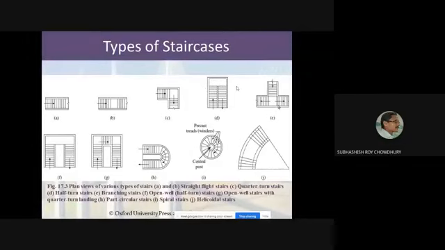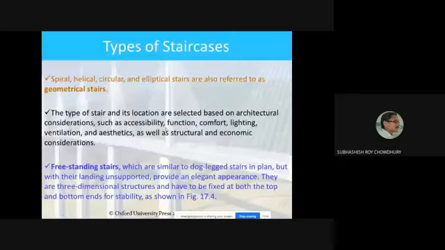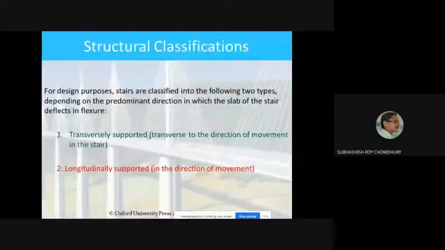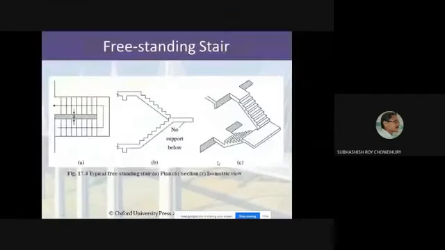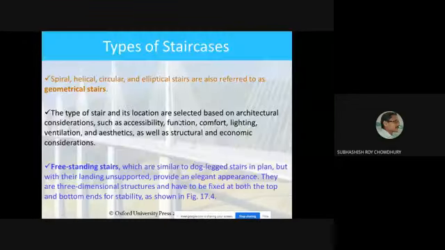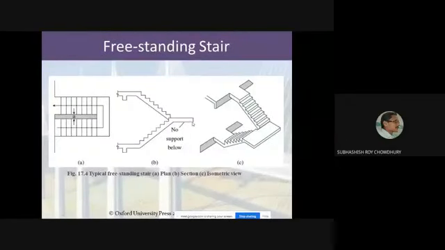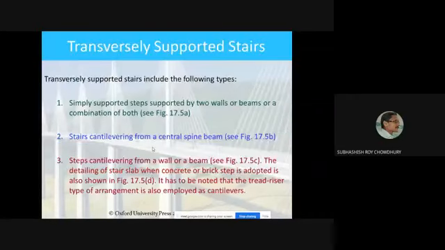So there may be different types of supporting arrangements. Let me discuss a few points regarding this one. One is the transversely supported staircase, transverse to the direction of the movement in the stair. Longitudinally supported means in the direction of the movement. Just for our understanding, if I consider one beam here, then it will be longitudinally supported like this one. And if you provide a beam here, then it will be the transversely supported stair.